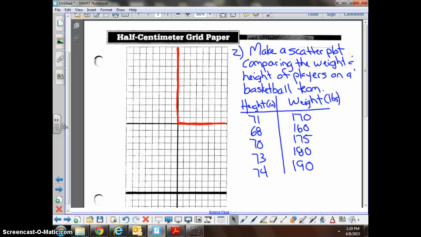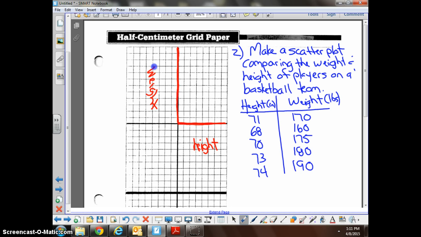The red lines represent the y and the x axes, and our first task is to label the y-axis and label the x-axis and make sure we get our numbers correct on both axes, and then ultimately plot the points. So I am going to use my y-axis for the weight of the basketball players, and my x-axis for the height of the basketball players. So I'm going to label weight, and I'm going to label height.